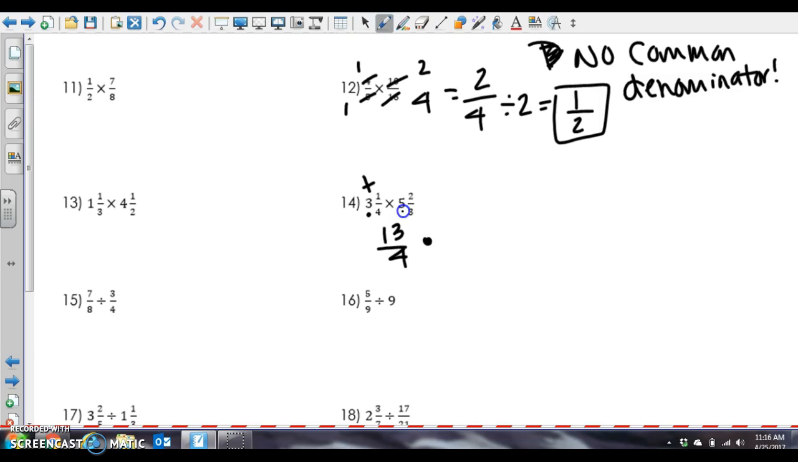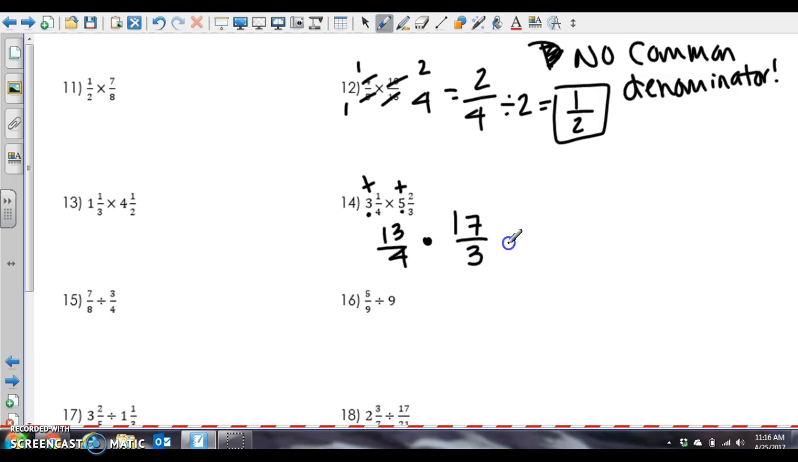5 times 3 is 15, plus the 2 on the top is 17 over 3. And now, you don't need a common denominator, you just need to see if anything cross-simplifies. Could I reduce the 4 and the 17? Nope. Could I reduce the 13 and 3? Nope. Can't reduce these, can't reduce these.